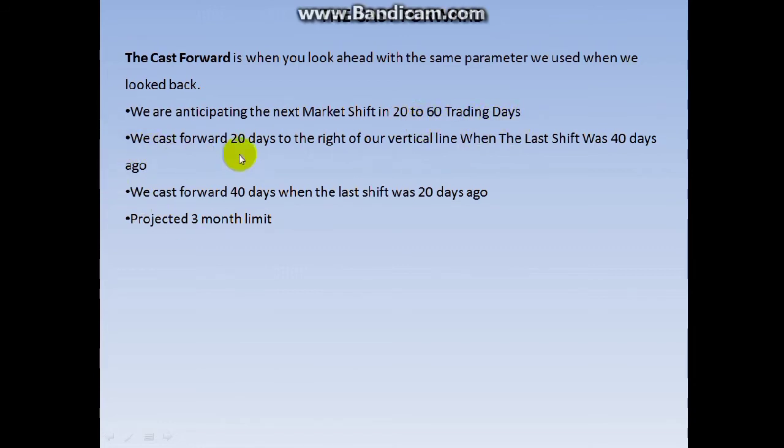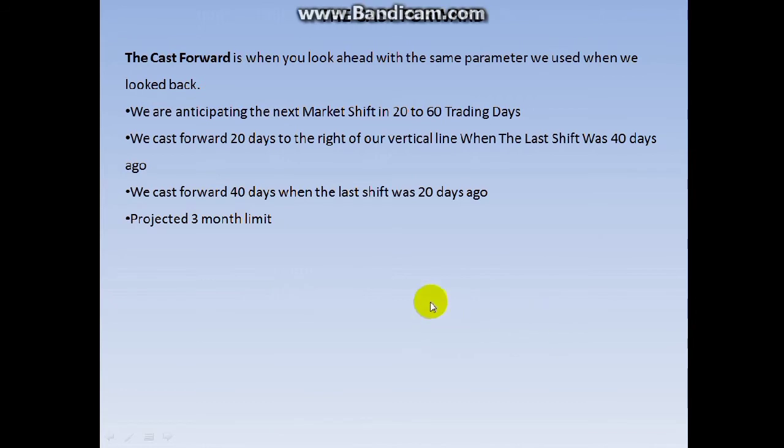We cast forward 20 days to the right of our vertical line when the last shift was 40 days ago. Then we cast forward 40 days to the right when the last shift was 20 days ago. This gives us a total range of 3 months. Doing this is a way of projecting. We have a projected 3 month limit. So basically we are looking back 3 months and looking forward 3 months.